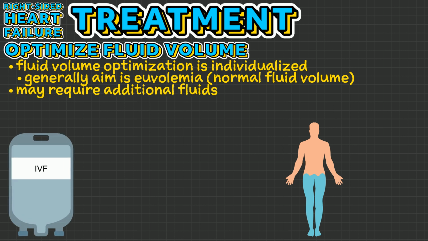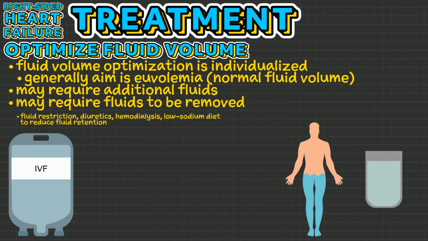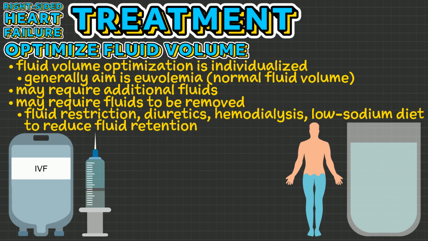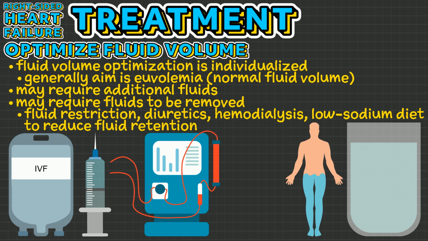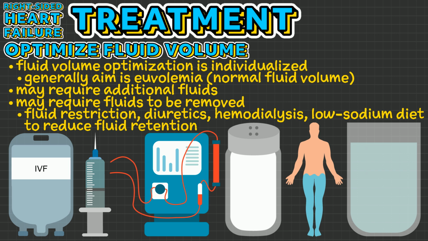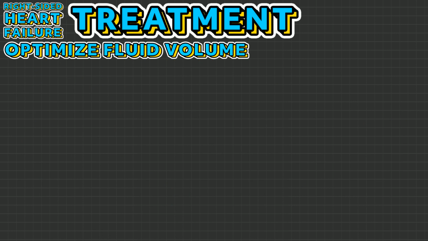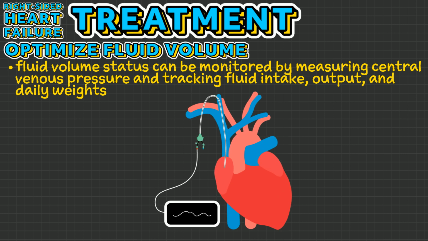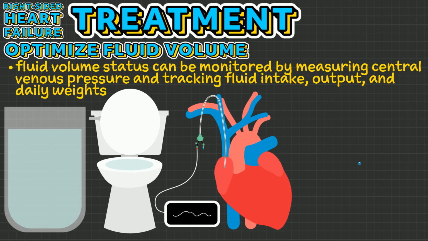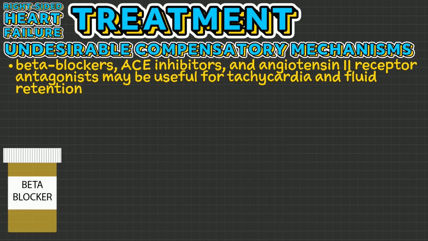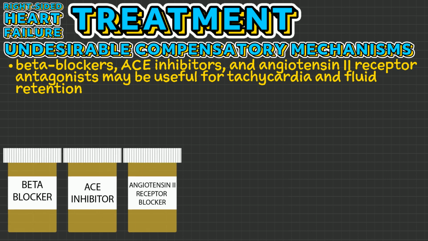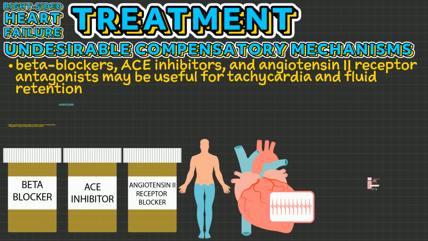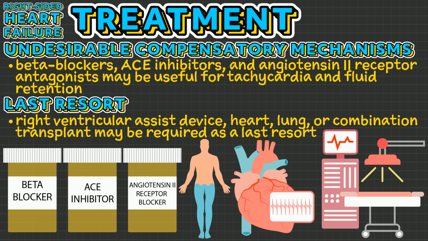Individuals may require additional fluids or fluids to be removed, in which case fluid restrictions, medications such as diuretics, or hemodialysis for those with impaired renal function may be necessary. A low-sodium diet may also be recommended to reduce fluid retention. Fluid volume status can be monitored by measuring central venous pressure and tracking fluid intake, output, and daily weights. In certain cases, beta blockers, ACE inhibitors, or an angiotensin II receptor antagonist may be useful to counteract undesirable compensatory mechanisms, such as tachycardia and fluid retention. A right ventricular assist device, heart, lung, or combination transplant may be required as a last resort.